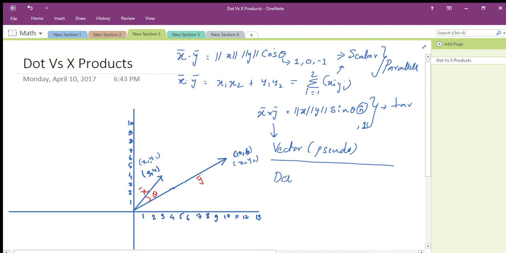For dot products, they're commutative, so a dot b is equal to b dot a. Cross products are anti-commutative, so a cross b is equal to minus b cross a. Right, so it's anti-commutative because the direction of the vector will change. That's it.